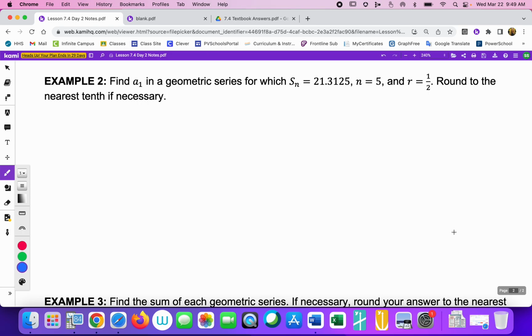Okay. This time we don't have A1. Okay, so that's what we're solving for. We do have the sum, we have N and we have R. So we're gonna have to solve for A1 this time. Okay. So that same formula, I'm just gonna rewrite it again so we have it.